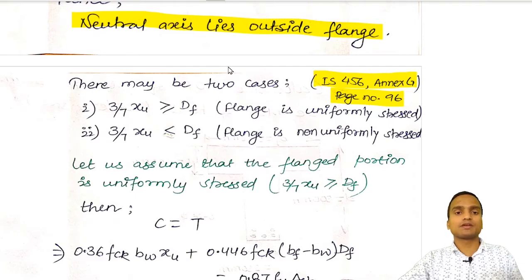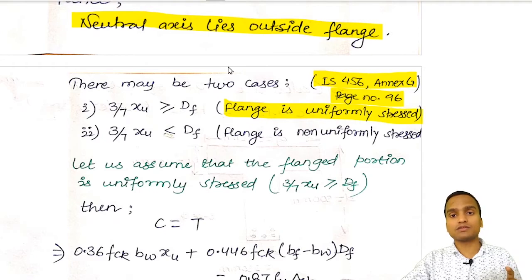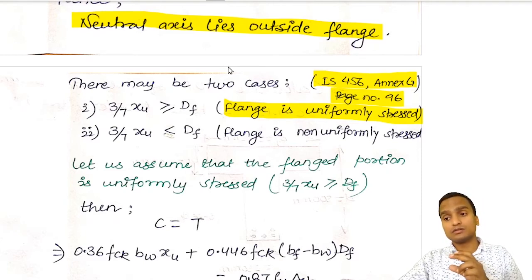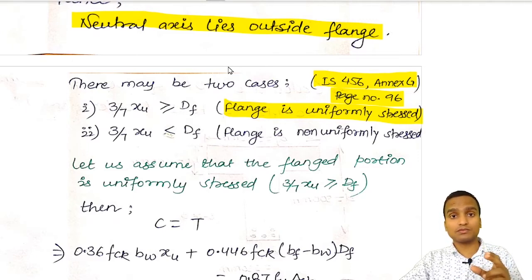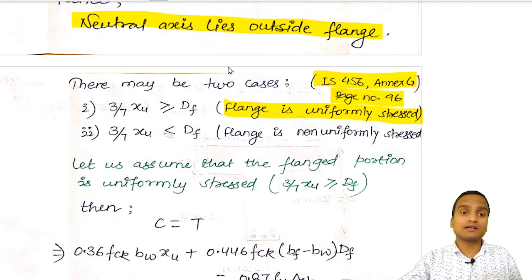Okay, so there are two possible cases when the neutral axis is lying outside the flange. The first possible case is that the flange is uniformly stressed. Now when we say the flange is uniformly stressed, that means we are considering that the extent of rectangular stress distribution of concrete compressive force is more than the depth of flange, or 3 by 7 of xu is larger than depth of flange.